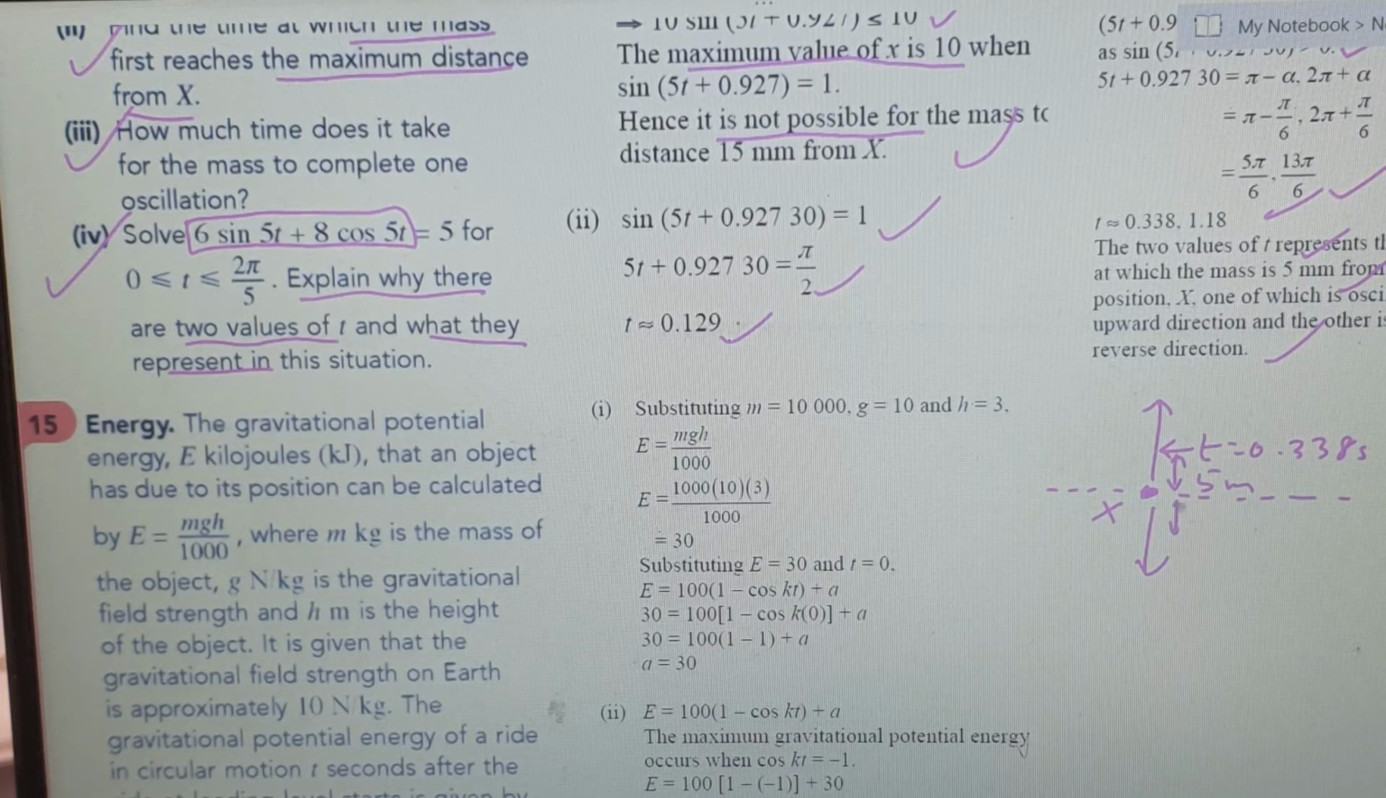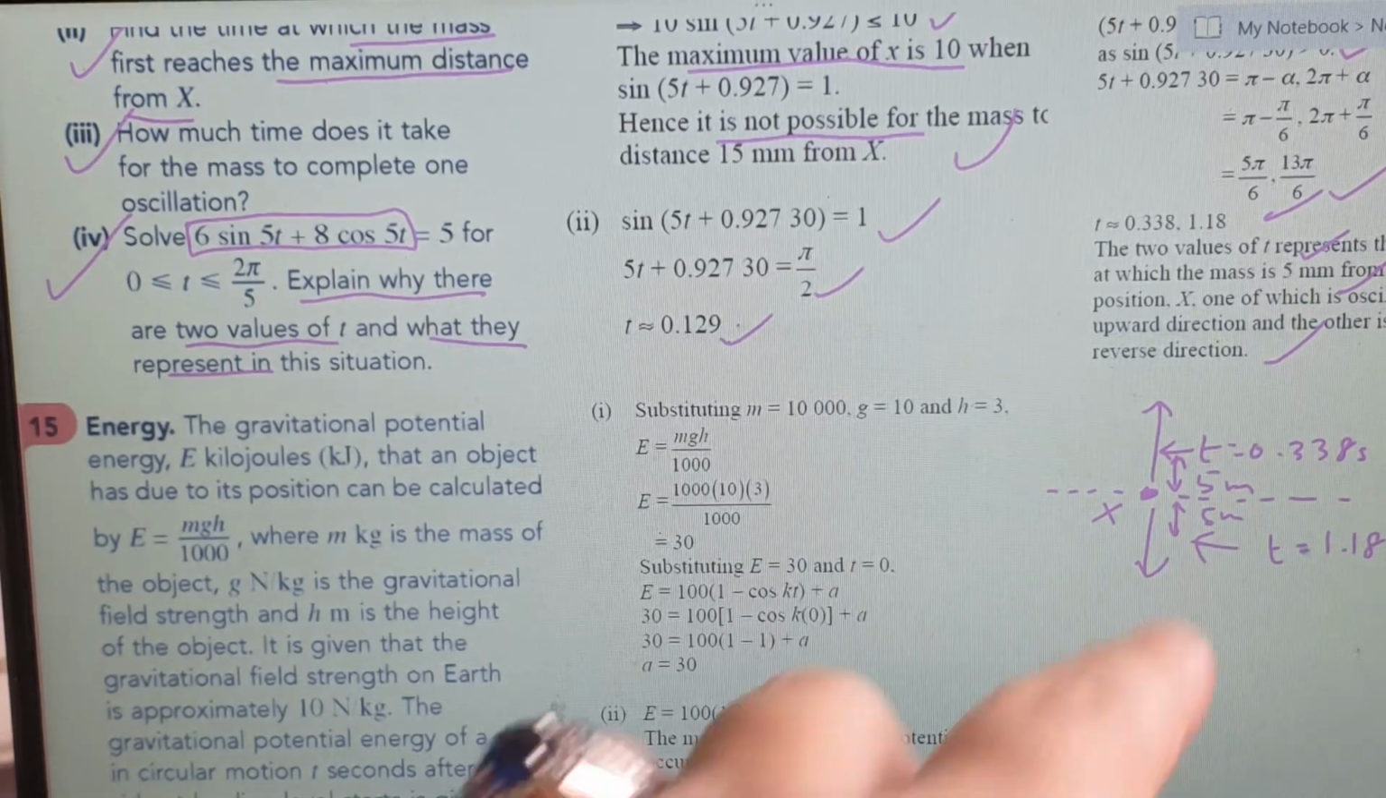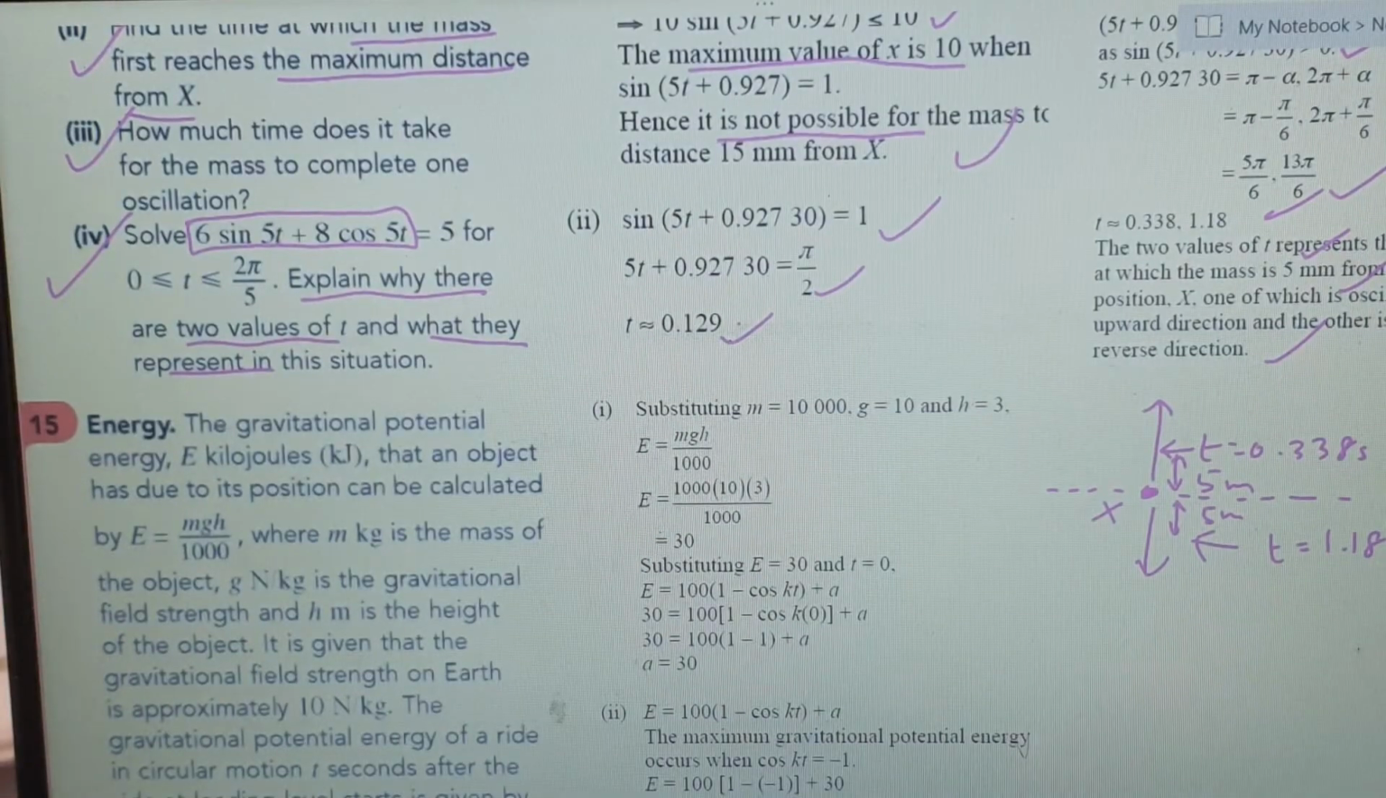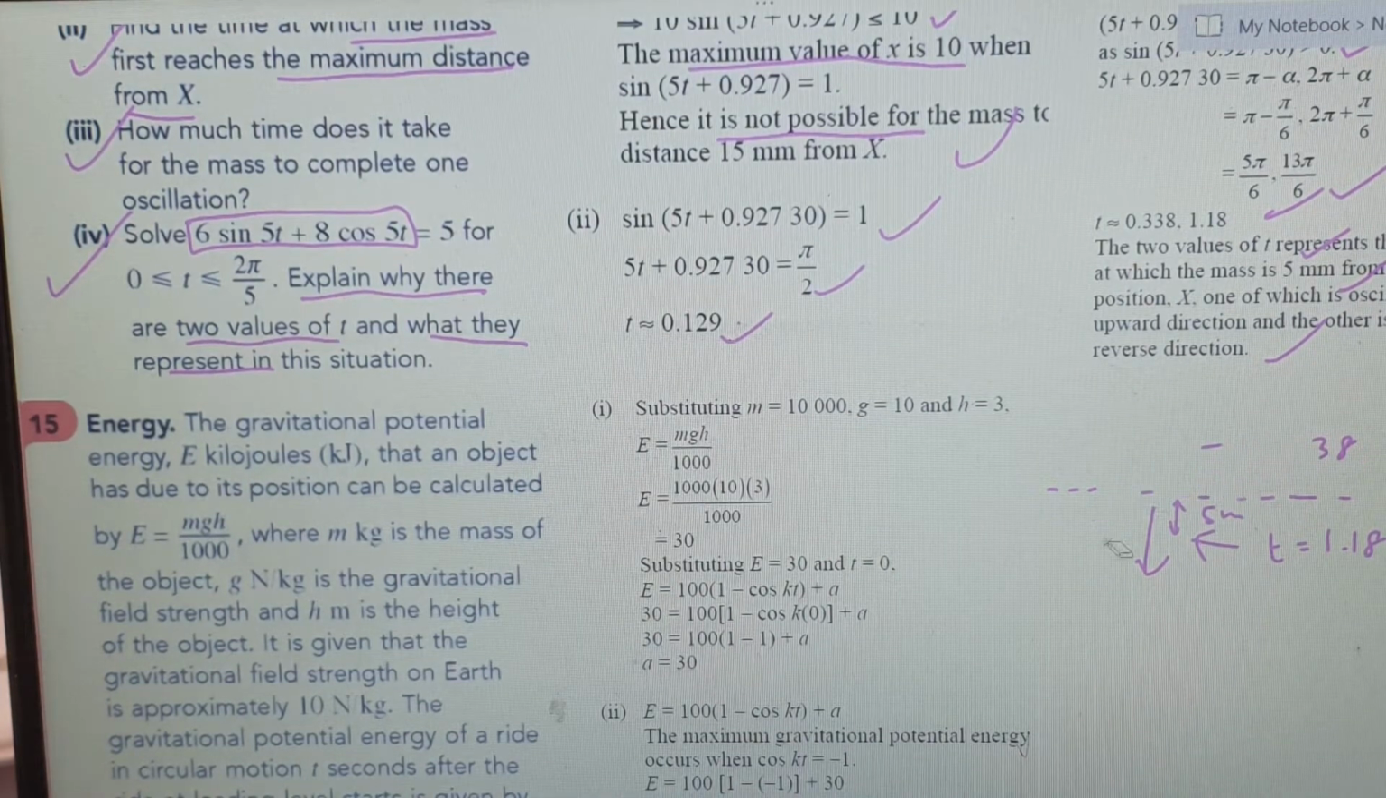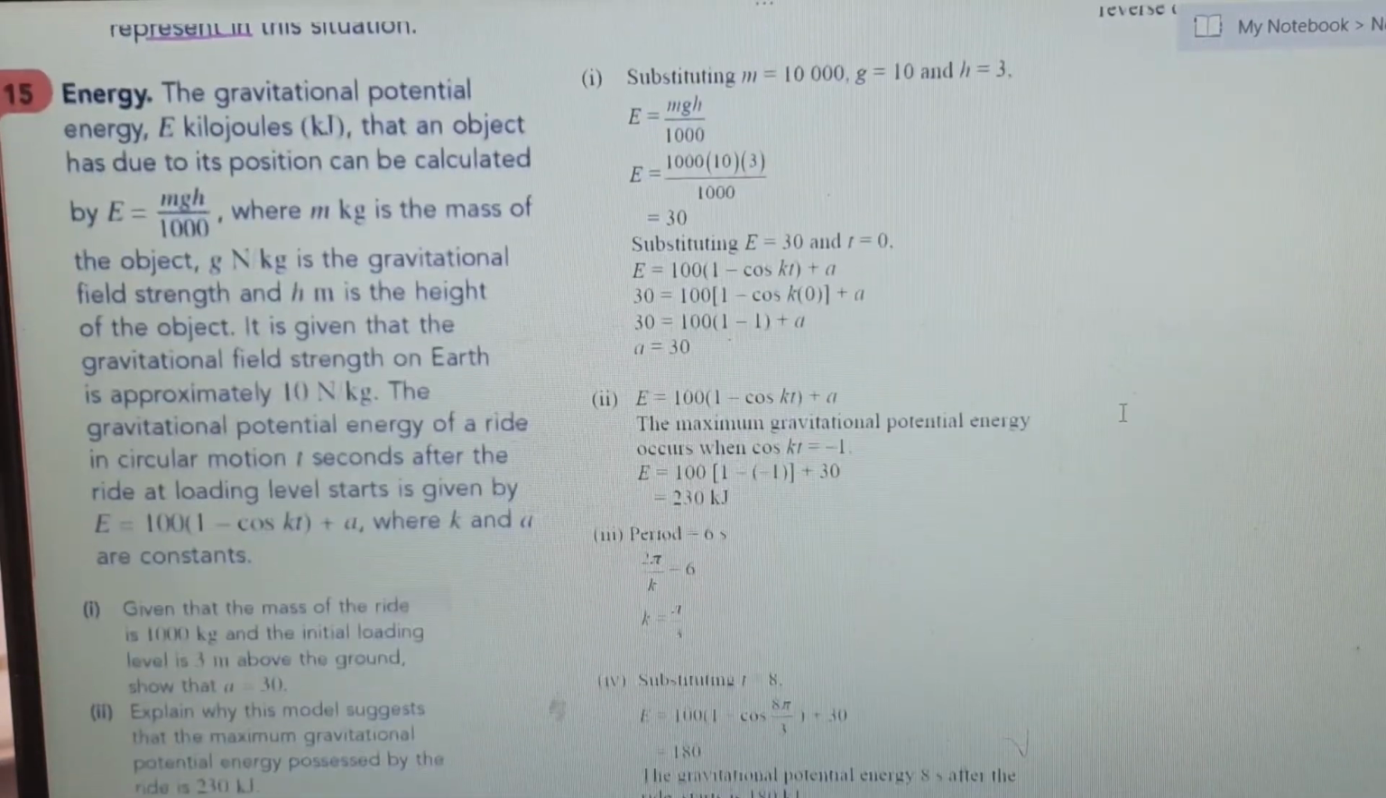Then another 5 mm is when it's below, you see. Then that will be when t equals 1.18. So that's all. Okay? Yeah, so that's how you can explain. Now for the last question in this workbook, let me just go through the last one.